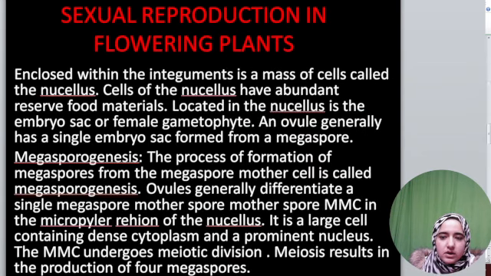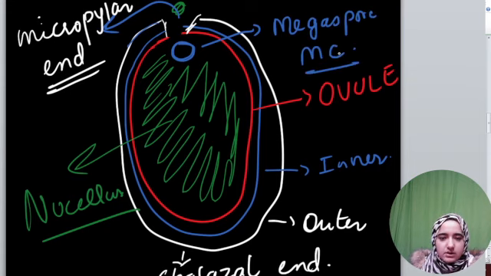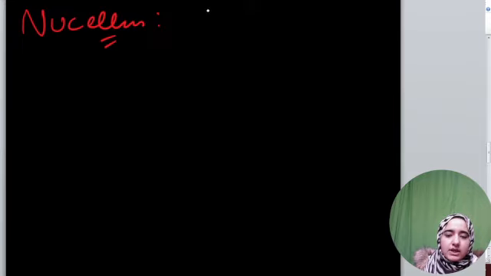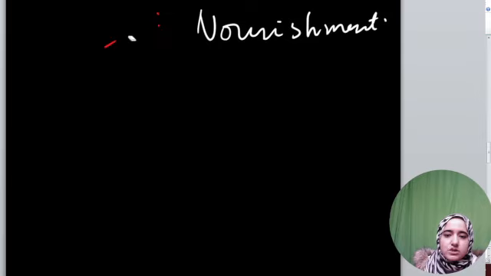Now please see. Here at this end we have a large cell that is known as the megaspore mother cell, MMC, and it gets converted into the embryo sac then. Okay, what's the function of nucellus? Its function is that it acts as a reservoir of food material. It provides nourishment to the developing embryo, or we can say to the megaspore mother cell.